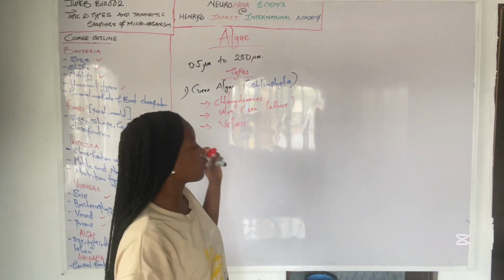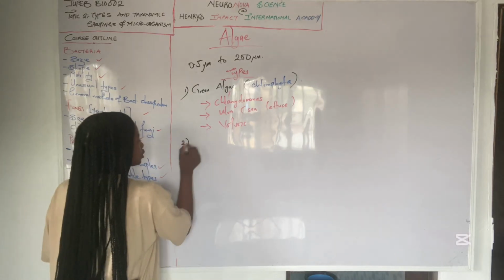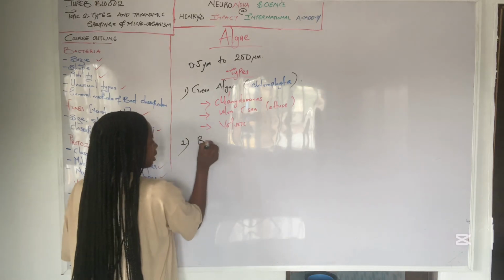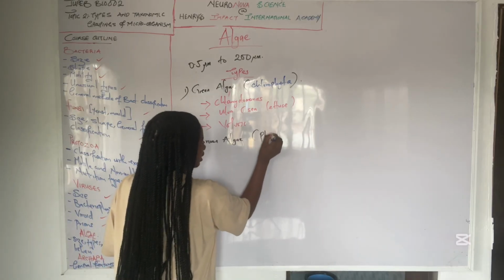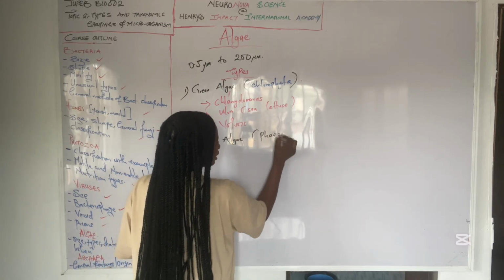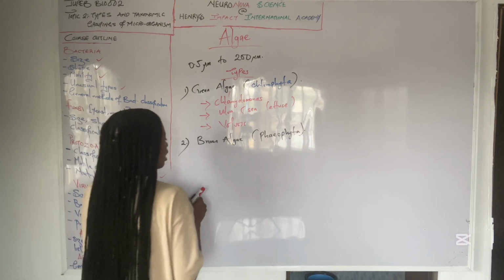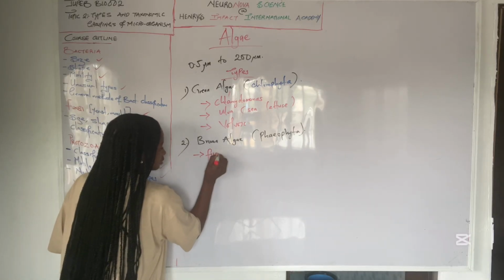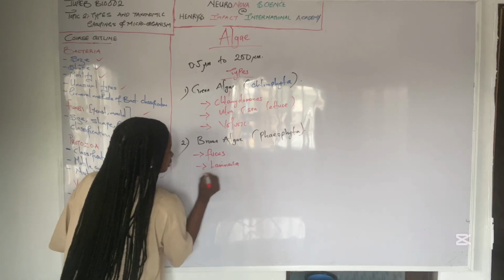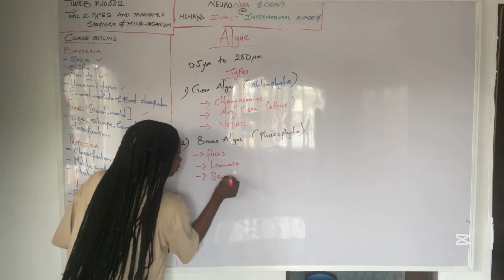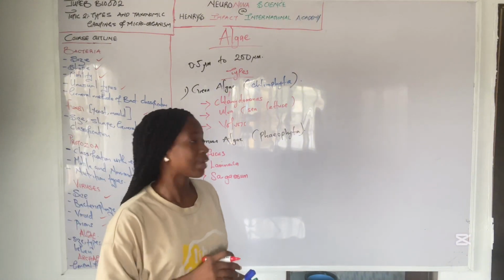Then you have another one, which we call brown algae. These brown algae are also referred to as the phaeophyta. There are various examples you need to take note of under your brown algae. You have Fucus, Laminaria, and Sargassum. So these are some major examples you need to take note of under your brown algae.